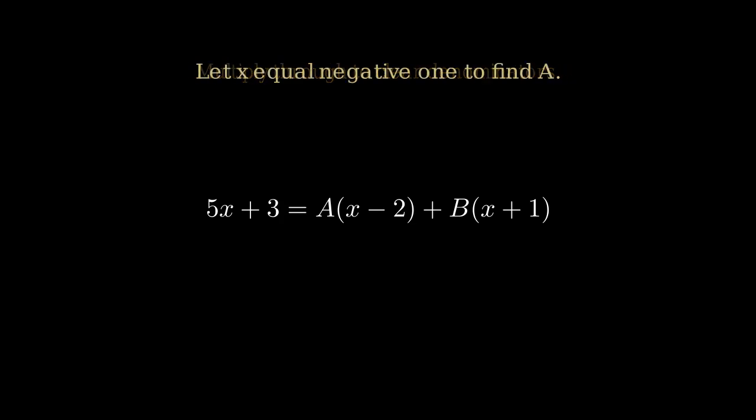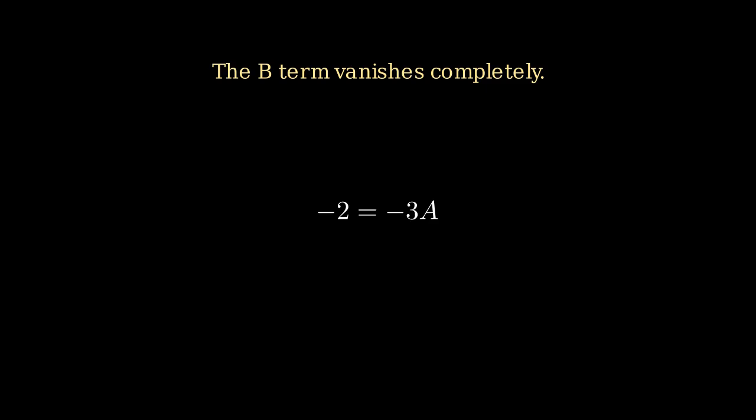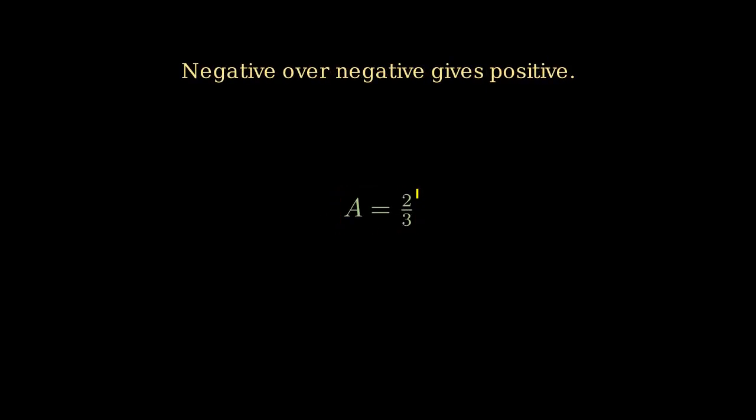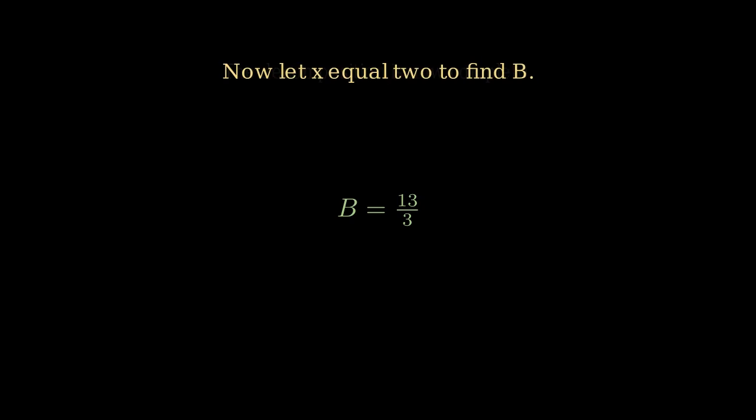Substitute a convenient value of x to make one term vanish. Let x equal -1, so the term with b disappears entirely. This gives 5 times -1 plus 3 equals a times (-1 - 2), that is -2 equals -3 times a, so a equals 2/3. Now let x equal 2, so the term with a disappears instead. This gives 5 times 2 plus 3 equals b times (2 + 1), that is 13 equals 3 times b, so b equals 13/3. So the decomposition is complete.